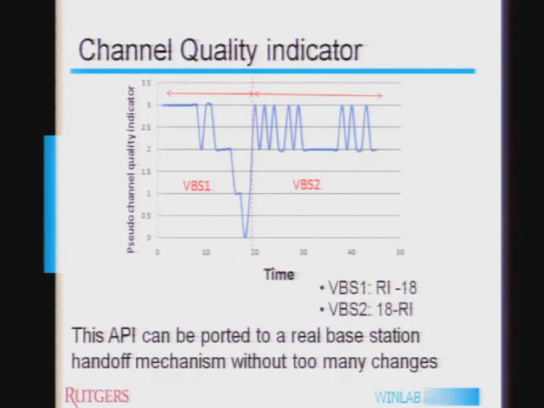This is a pseudo channel indicator which uses the formula that I mentioned. It checks with the radio resource manager about the rate indicator and subtracts 18, because that's our threshold. The plot shows when it switches. When the value drops down to 0, you switch to VPS2. So this API, again, can be ported to a real handoff mechanism without too many changes.